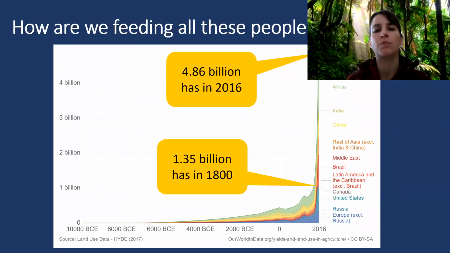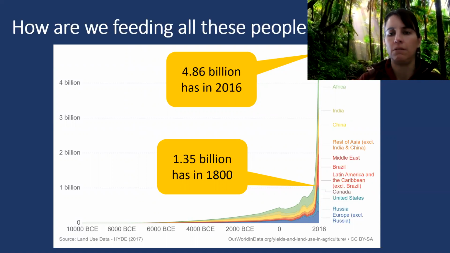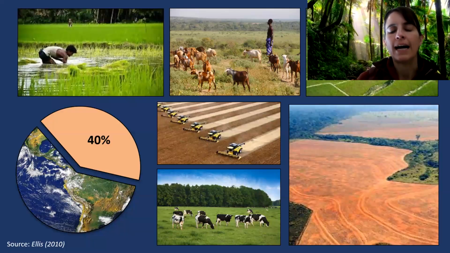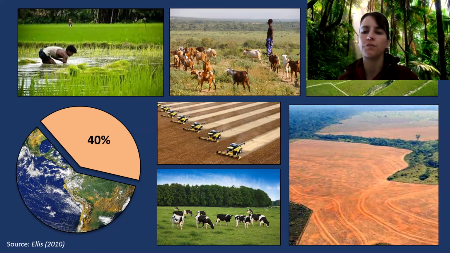So in 1800, back when we had 1 billion people, we had 1.35 billion hectares in agriculture. In 2016, when we had about 7 billion people, we had 4.86 billion hectares. So we've increased our acreage under cultivation dramatically, right, in the last 200 years. And actually, when you sum together all the different forms of agriculture happening everywhere on Earth, we've actually converted 40% of the Earth's surface to agriculture of some kind.